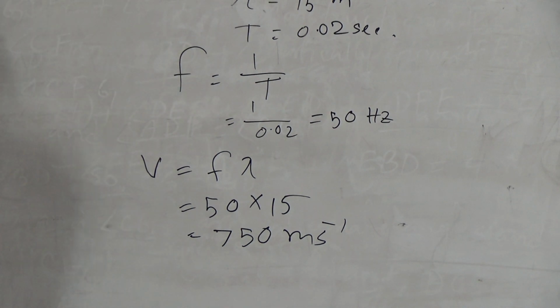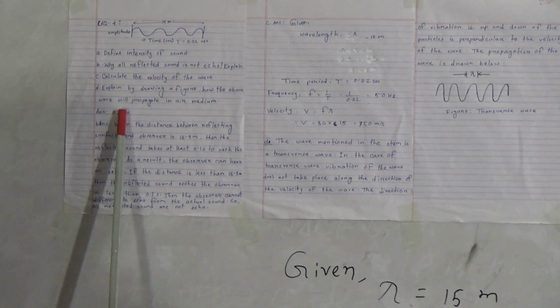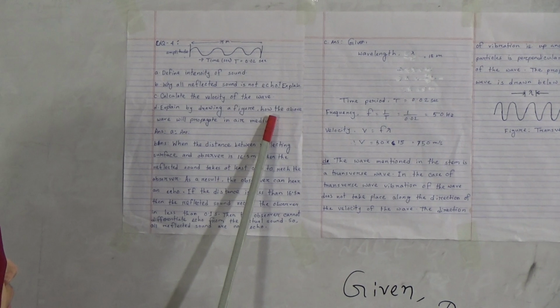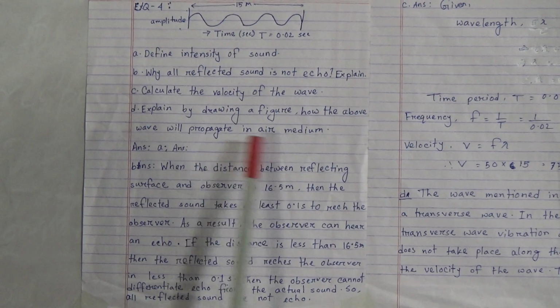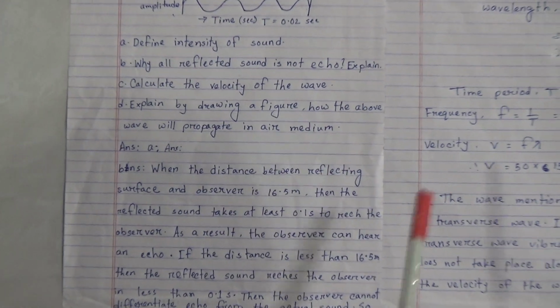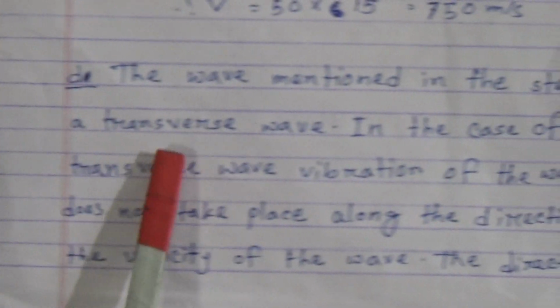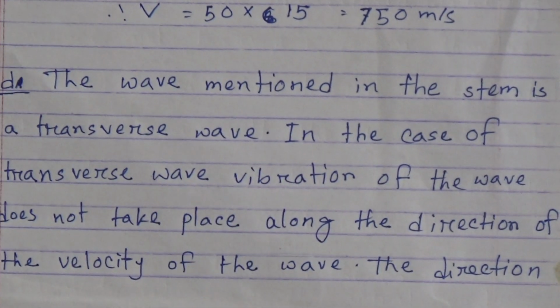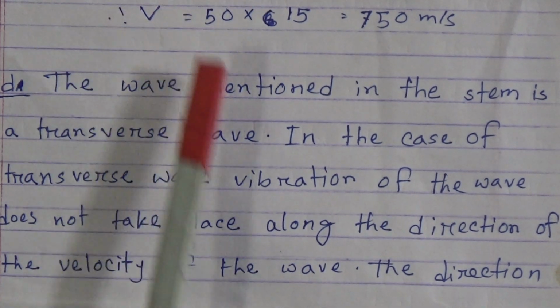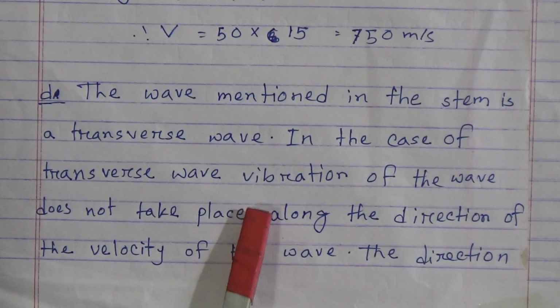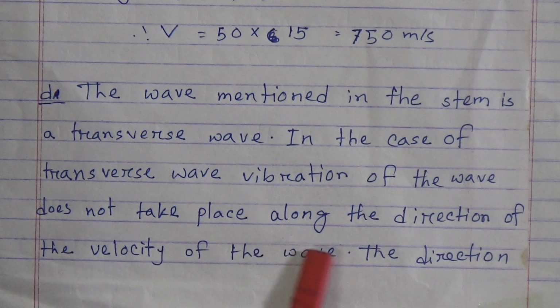Now question number D: explain by drawing a figure how the above wave will propagate in air medium. My dear students, the answer will be: the wave mentioned in the stem is a transverse wave. In the case of a transverse wave, vibration of the wave does not take place along the direction of the velocity of the wave.